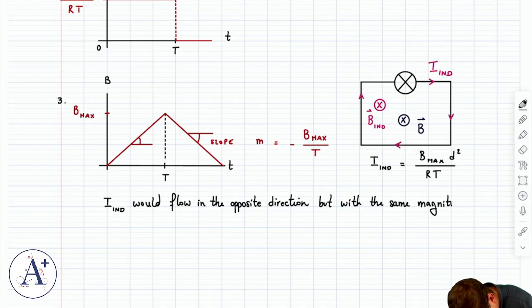Because in magnitude, the rate at which we change the magnetic field is the same. Again, induction is a change-based phenomenon, but if the rate at which the change occurs is the same in magnitude, then there's no reason why I induced should be different in magnitude.